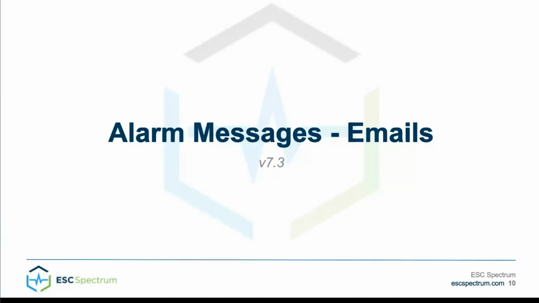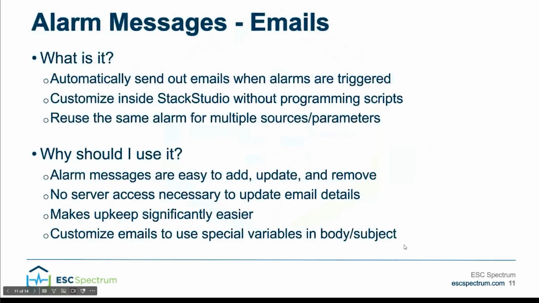So email alarms is new as of 7.3. So if you're running 7.3, 7.4, 7.5, or 7.6, you already have access to this. I think this is one of our most underutilized new features. Everybody, for the most part, is utilizing alarms in some way, shape, or form. But these updates allow the alarm email process to be significantly easier than it's been in the past.